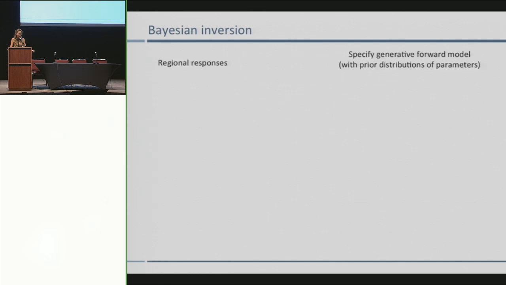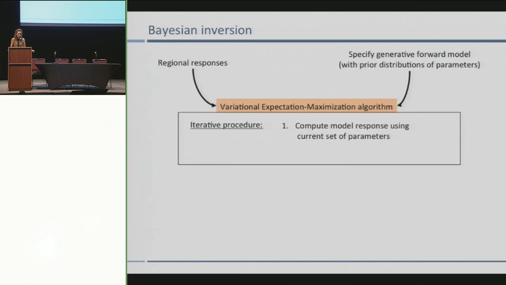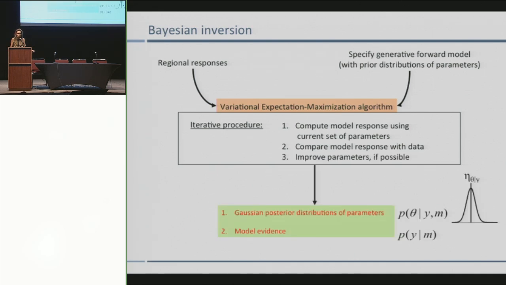Okay, and so just to go through that in a nutshell, we have regional responses, and we're going to specify some generative model with different connectivities between regions. Then we do a variational expectation maximization algorithm, which is an iterative procedure which computes the model response under the current set of parameters. It compares the model response with data, and it tries to improve the parameters, if possible, using a gradient descent on free energy. And from that estimation, what we're able to obtain is two important things: both the posterior distribution of parameters, but also the model evidence, which is another common way to compare models without actually reporting parameters. We're just going to look at the evidence of a particular model.